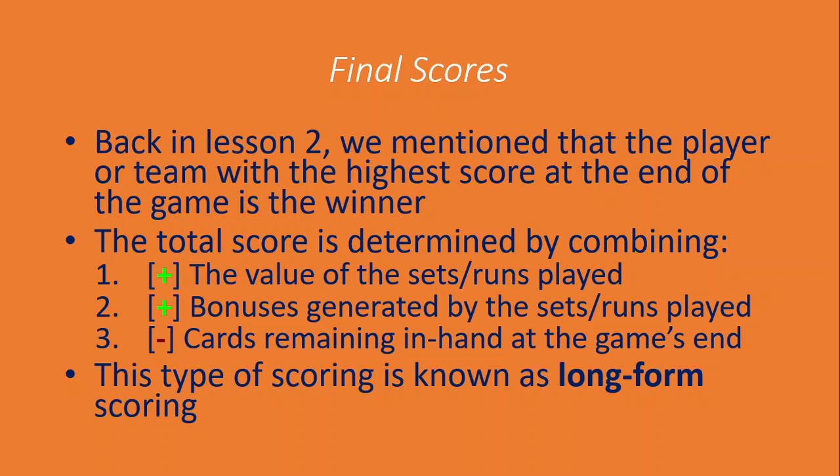Okay, so back in lesson 2, we mentioned that the player or team with the highest score at the end of the game is the winner. Now, to calculate your total score, you do the following. You take the value of the sets and runs you have played, add it to the bonuses generated by those sets and runs, and then subtract the cards remaining in your hand at the end of the game. By using all three of these metrics, you are conducting a type of scoring known as long form scoring.